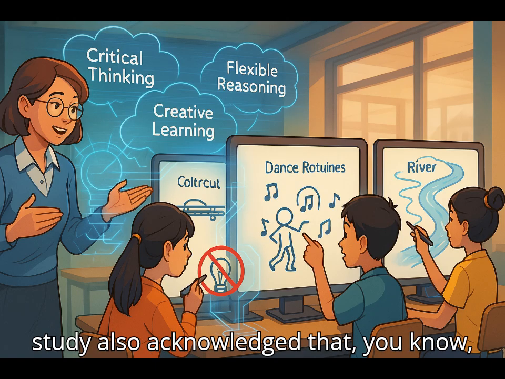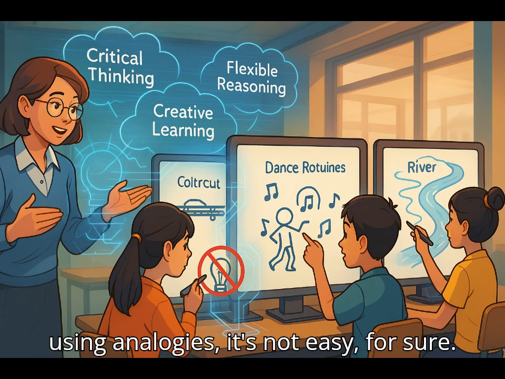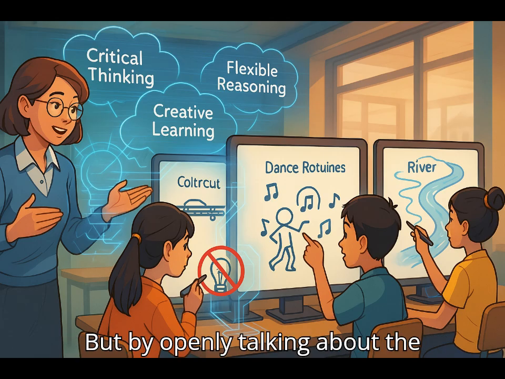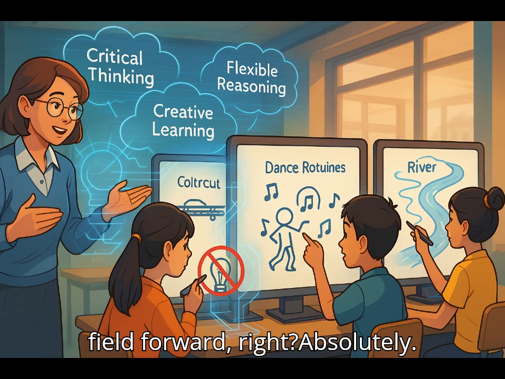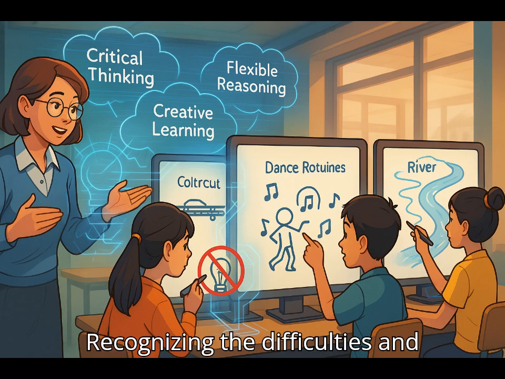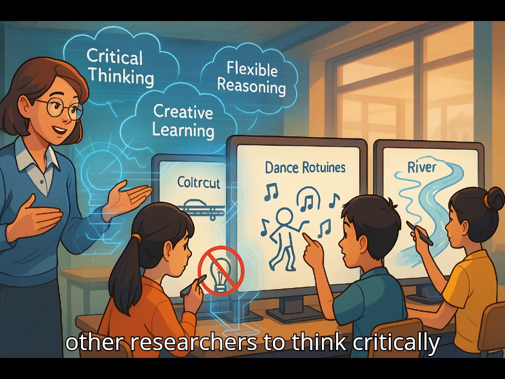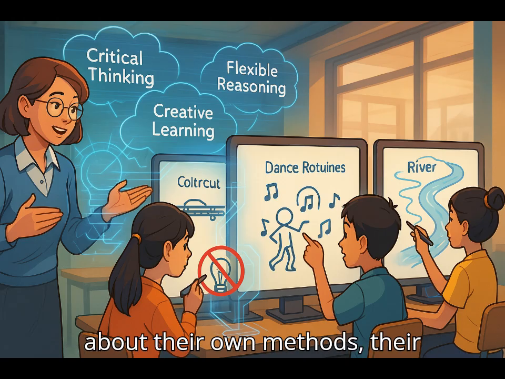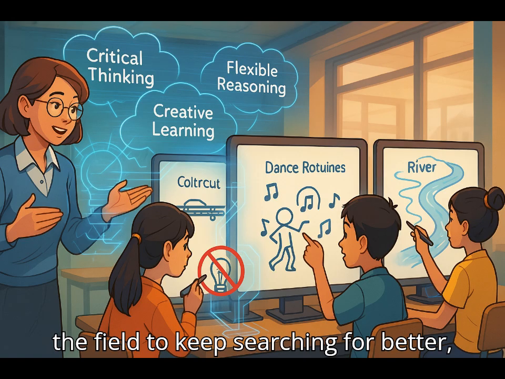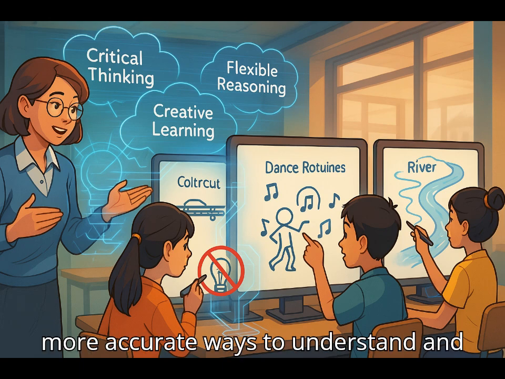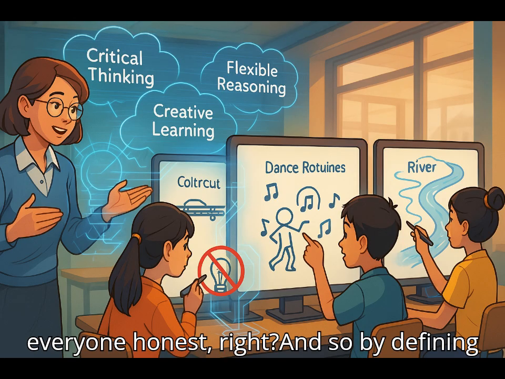Exactly. Now, the study also acknowledged that trying to assess a complex skill, like using analogies, is not easy. For sure. But by openly talking about the challenges, it helps move the field forward, right? Absolutely. Recognizing the difficulties and discussing them openly encourages other researchers to think critically about their own methods, their assumptions, their limitations. It pushes the field to keep searching for better, more accurate ways to understand and measure analogical thinking. It keeps everyone honest. Right.